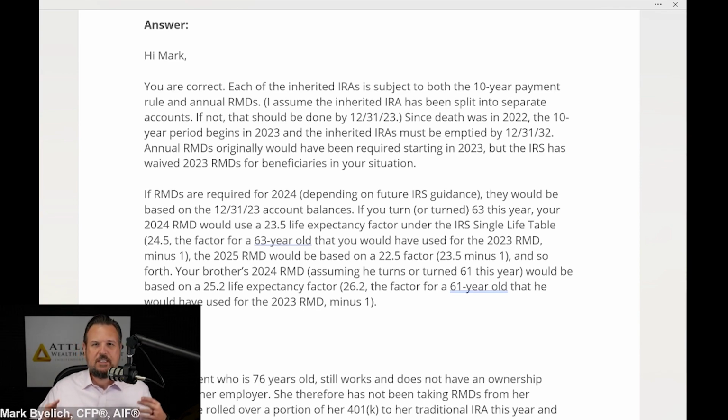Annual RMDs originally would have been required starting in 2023, but the IRS has waived 2023 RMDs for beneficiaries in your situation. That is a temporary waiver. That's not a permanent change. You shouldn't rely on that, because the IRS has sent us such confusing and delayed direction on these things. They've waived the last couple of years. Just not for RMDs as a whole, just for inherited RMDs in certain circumstances.